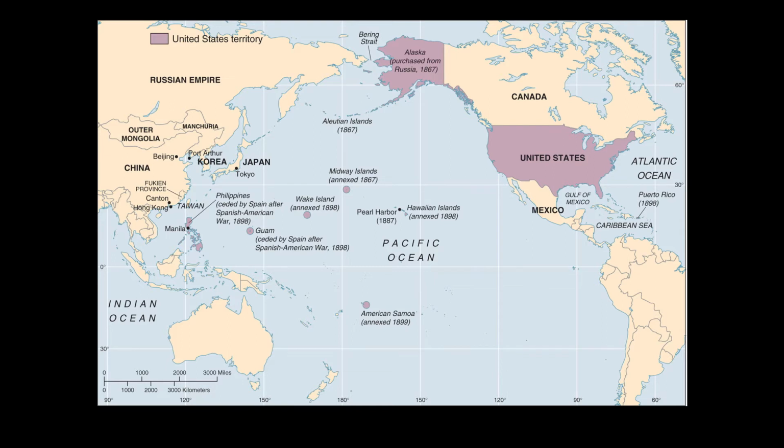Here we see the United States' expansion in the Pacific from 1867 through 1899, pursuing a vision of commercial empire in the Pacific. The United States steadily expanded its territorial possessions as well as its influence there in the late 19th century.